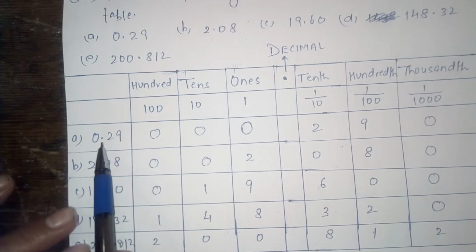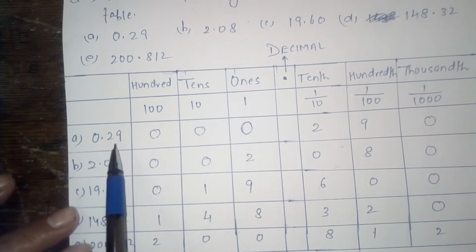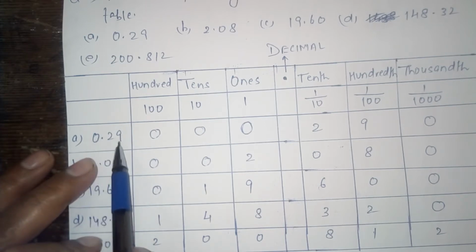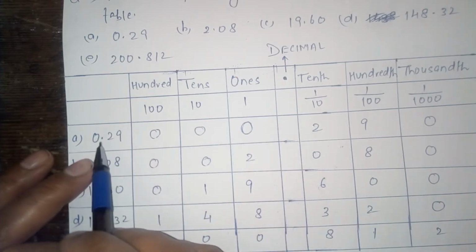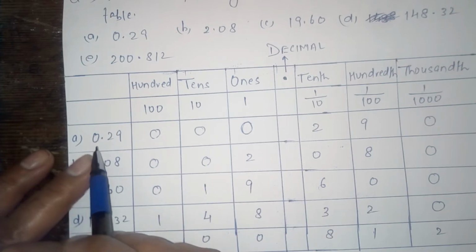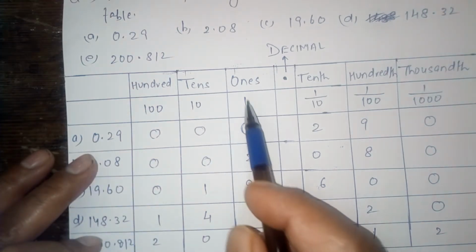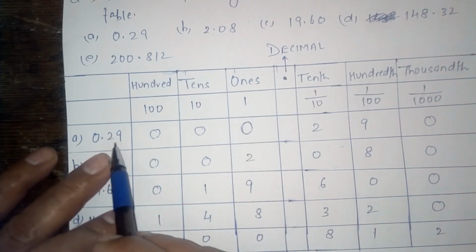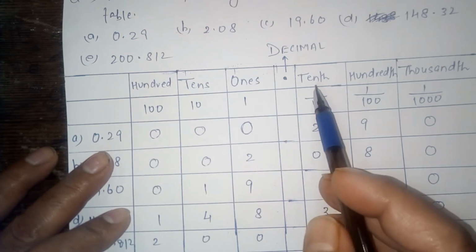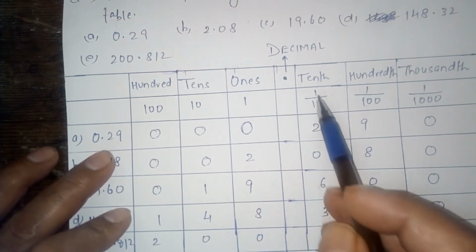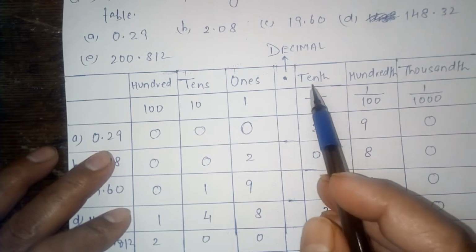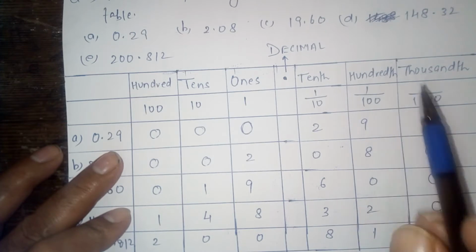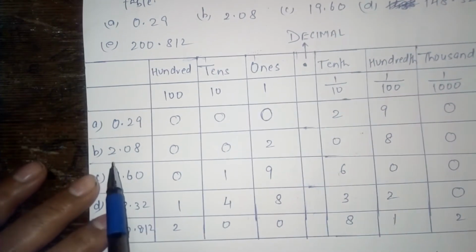Your first decimal number is 0.29. So we arrange 0.29 in the place value table. Before the decimal point this is 0, so 0 will come in the ones place. Then after it, 2 will be in the tenths place, and 9 will be in the hundredths place.